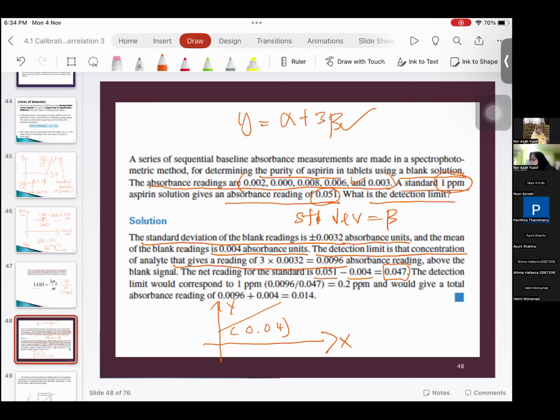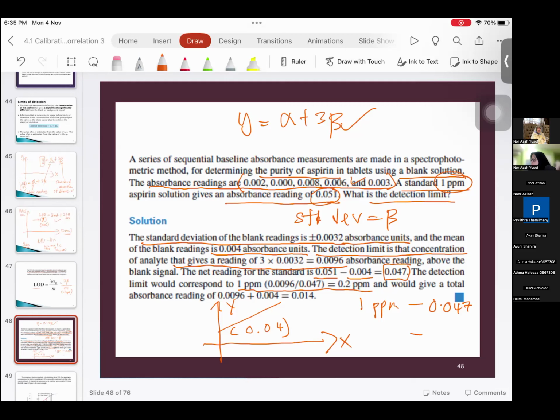So this is a bit weird because this is what we call proportional. So it's quite straightforward. 1 ppm will give you the reading of 0.047.